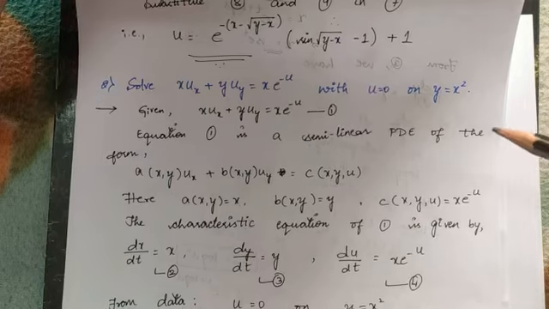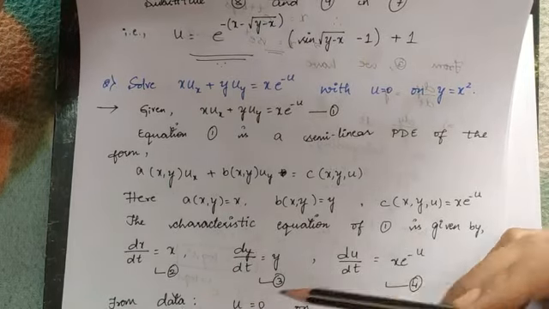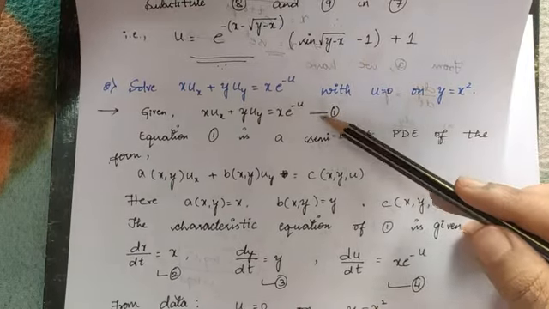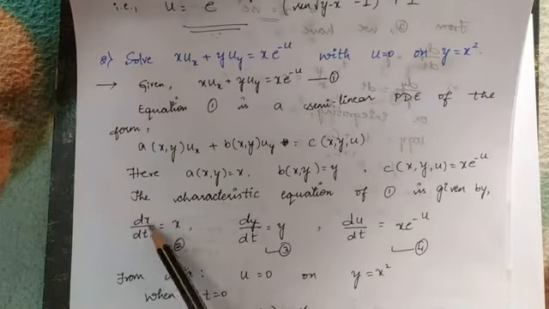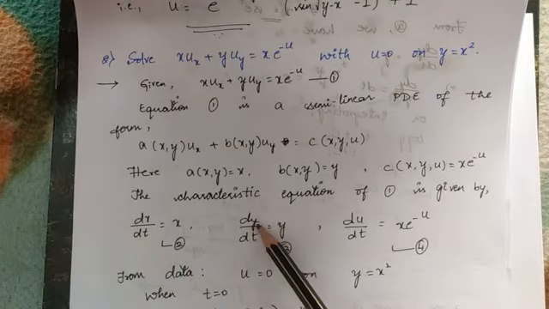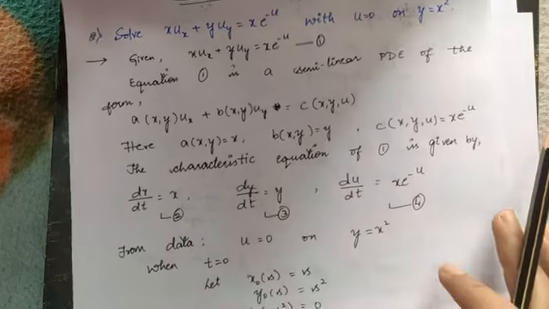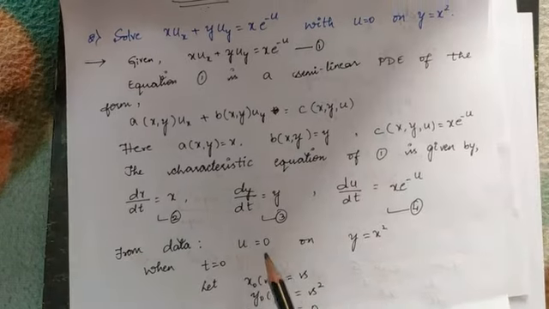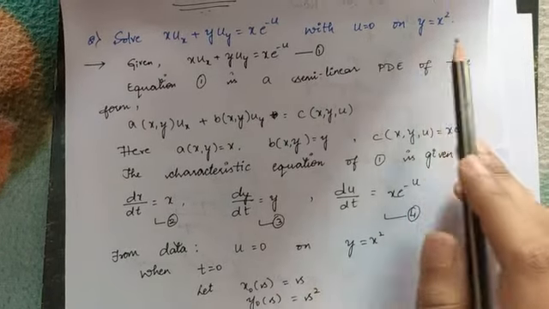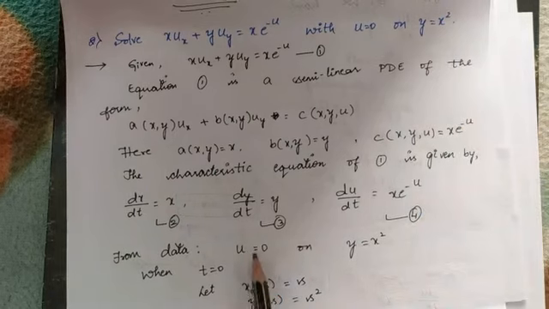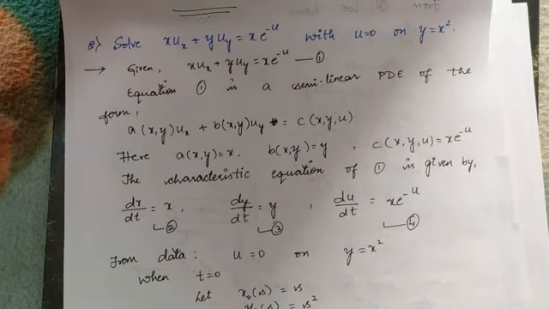The next step was considering the characteristic equations for my equation number 1, right? So dx by dt is x, dy by dt is y, du by dt is x e power minus u. And we were considering the given data, right? The given data is u is equal to 0 on y is equal to x square.